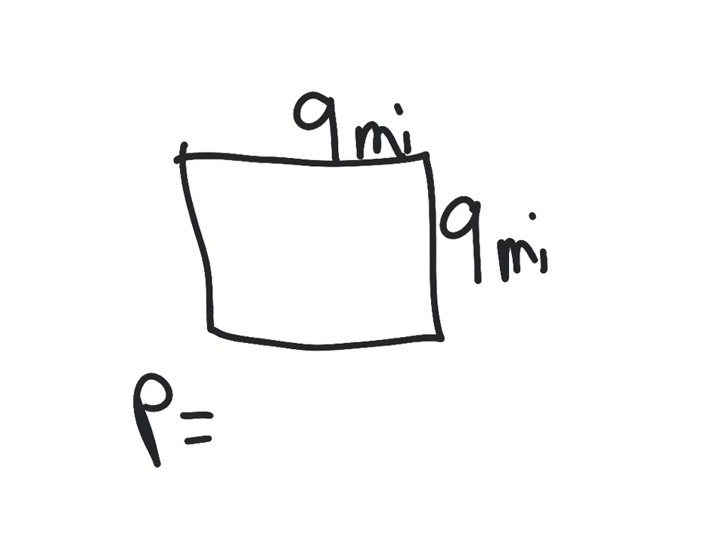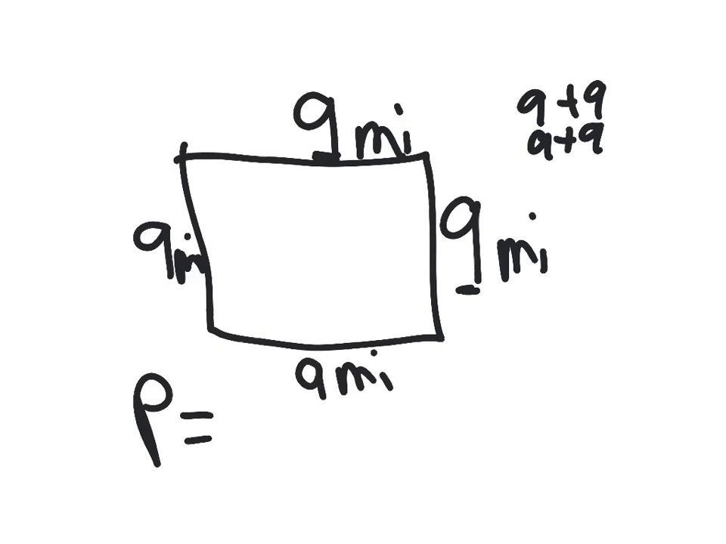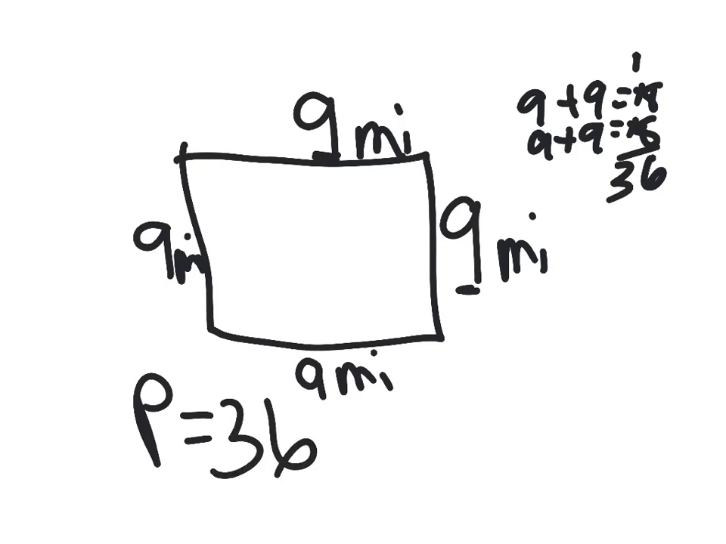Now, when we do perimeter, we're not multiplying anything. We need to know the length of all 4 sides. So, if this side is 9 miles, this side's going to be 9 miles. If the top is 9 miles, the bottom's going to be 9 miles. So, I'm going to add all of those up. 9 plus 9, 9 plus 9 equals 18. 8 plus 8 is 16. Regroup the 1. 1, 2, 3, 36. 36 what? 36 miles. Especially when you are doing a problem that is talking about the perimeter, you have to make sure you label all 4 sides.